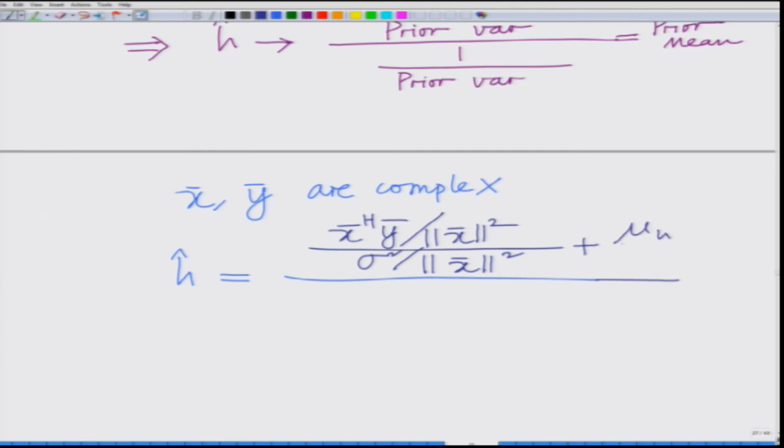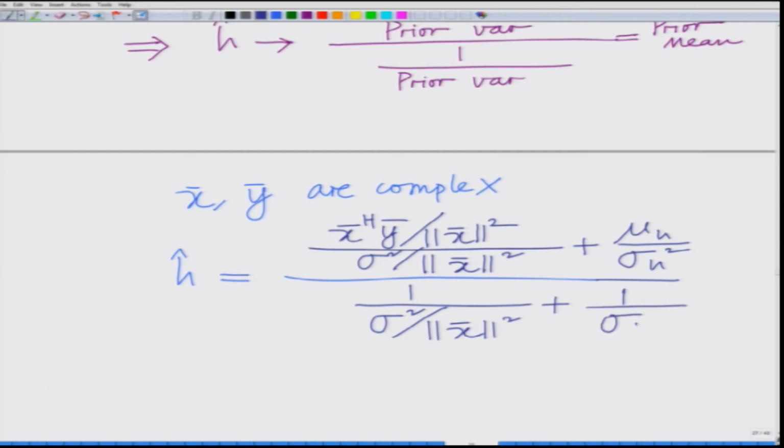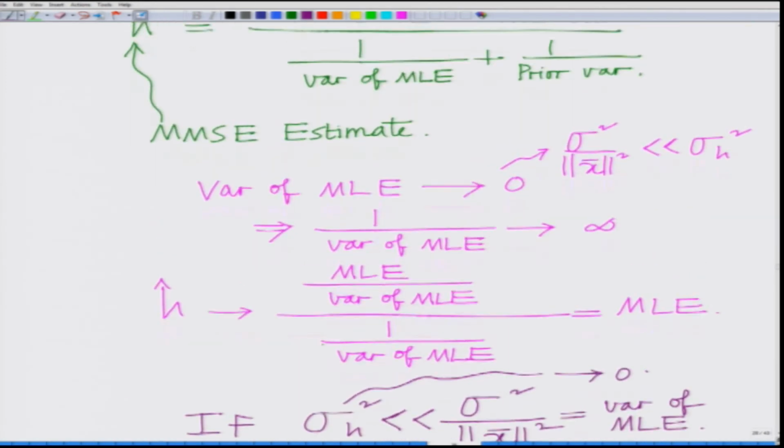So, nothing changes except the transpose is replaced by the Hermitian, plus mu h divided by sigma h square, and of course, the denominator remains the same, 1 by sigma square divided by norm x bar square plus 1 by sigma h square. Okay. So, that is the expression for the MMSE, and this estimate is going to be a complex quantity, h hat is going to be a complex quantity. Okay.